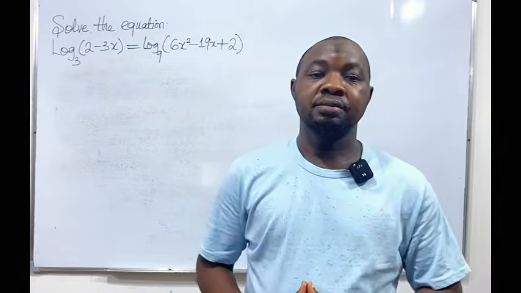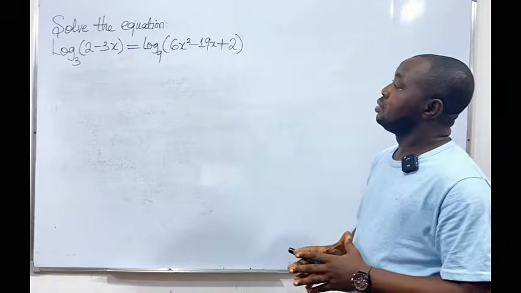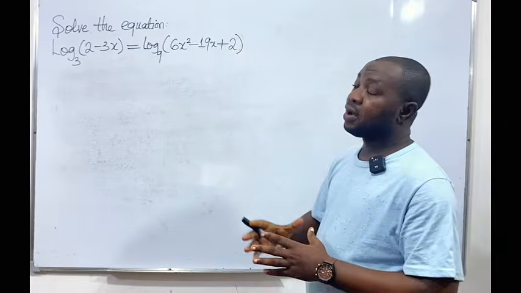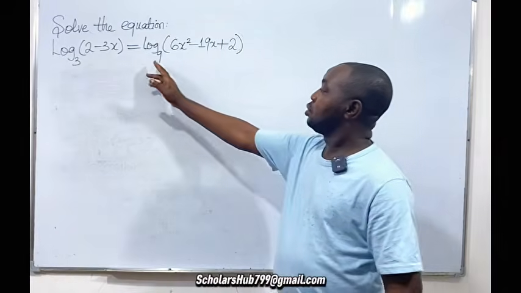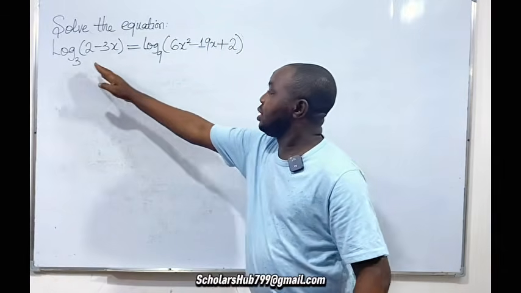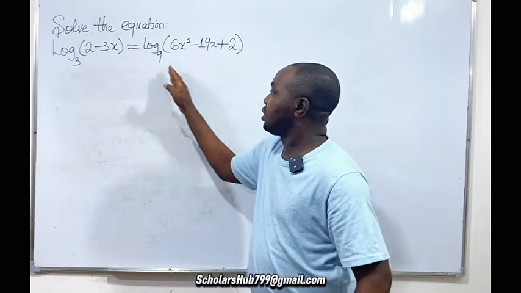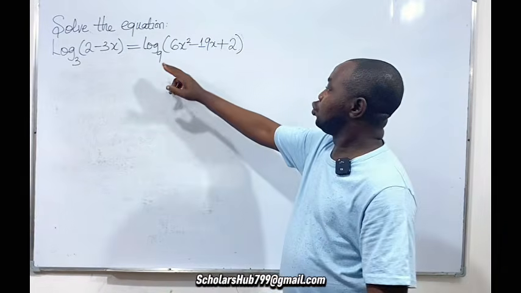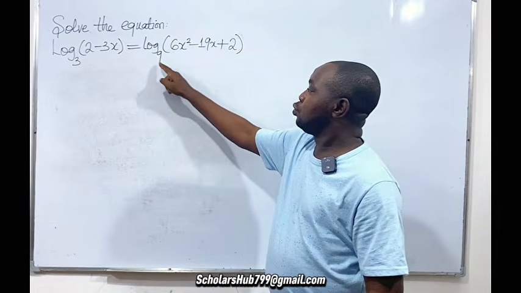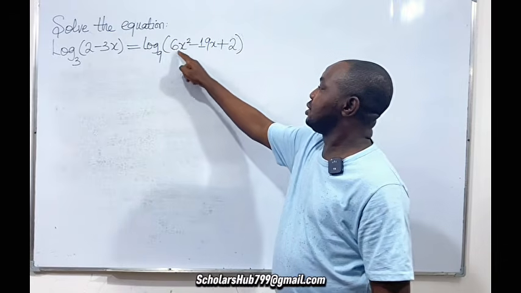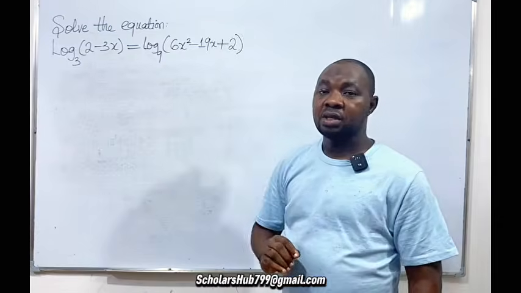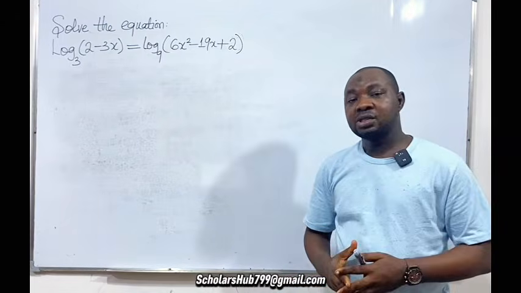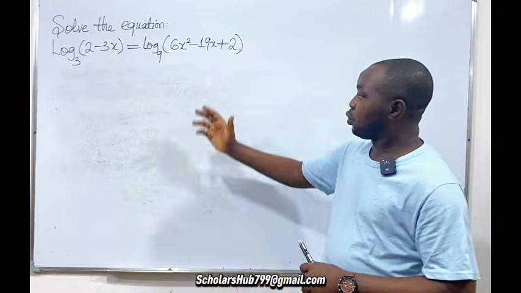Hello and welcome. Our task in this question is to find the value of x. So what I'll do first, because I want the base to match on both sides, is to change the base of log to base 9 of (6x² − 19x + 2) to base 3. And I'm going to use one of the properties of logarithms to achieve that.